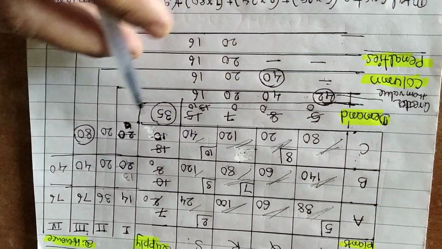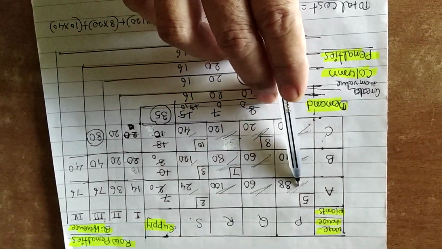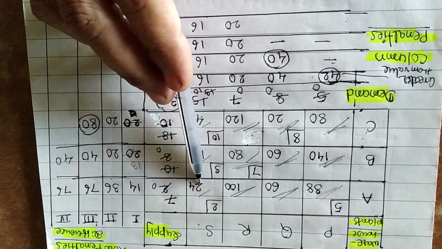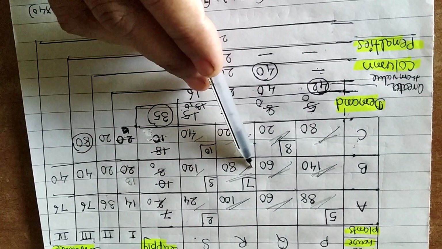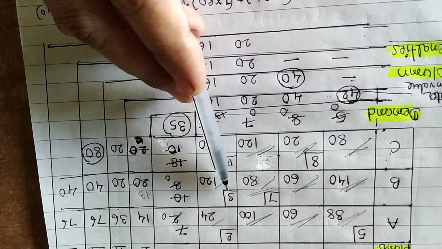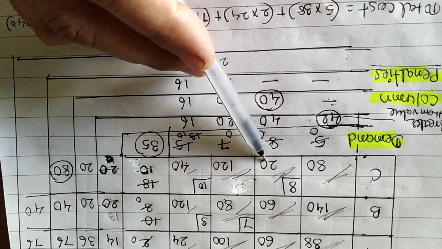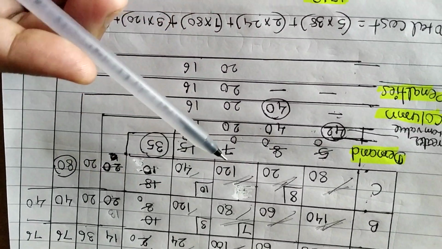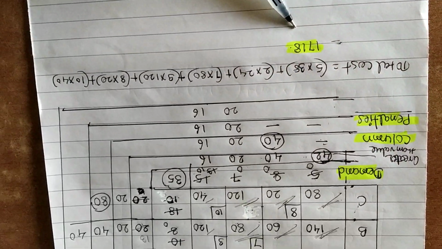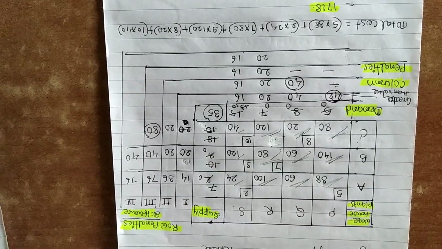Okay, then after that you multiply the numbers: 5 into 38 plus 2 into 24 plus 4 into 80 plus 7 into 80 plus 3 into 120 plus 8 into 20 plus 10 into 40. The total cost comes to 1718. Okay, thank you.